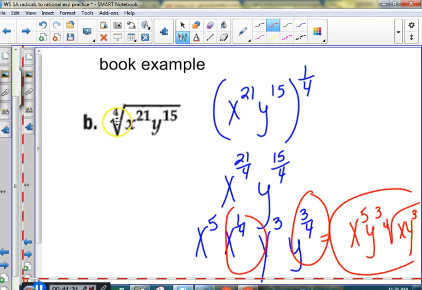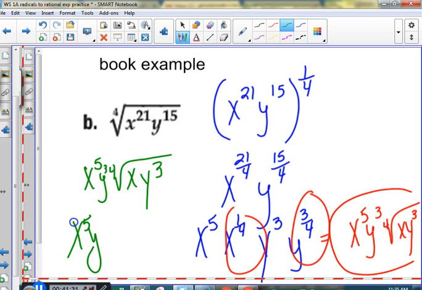This is how I think of it, guys. How many times does 4 go in here evenly? 5 times. What's left over? 1. How many times does 4 go in here? So I got a y to the 3rd out here. How many leftovers? Okay, hang on. I didn't write this well.